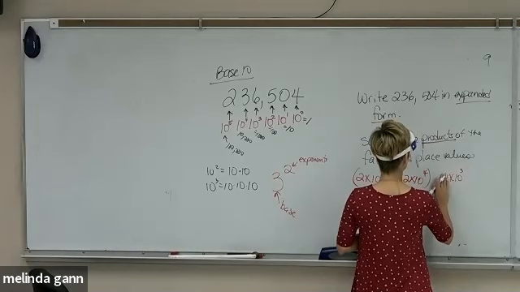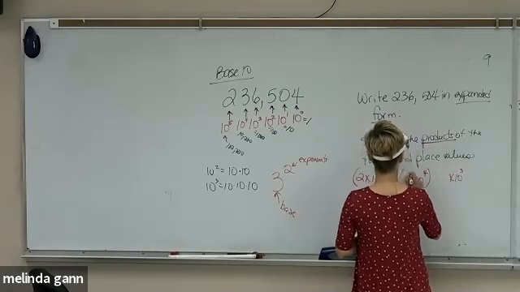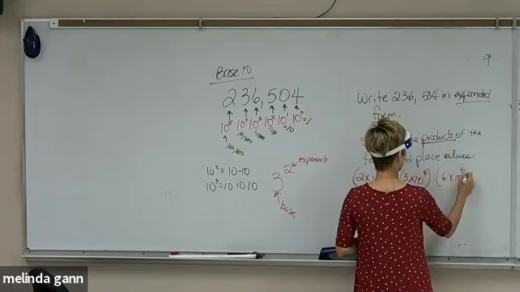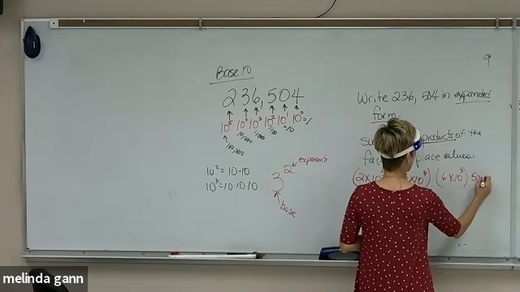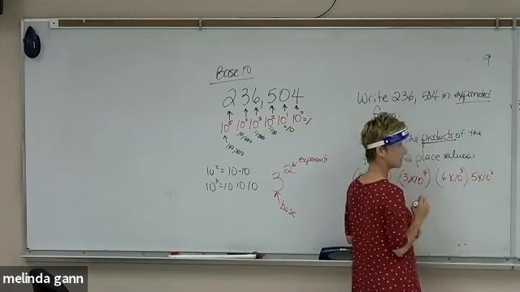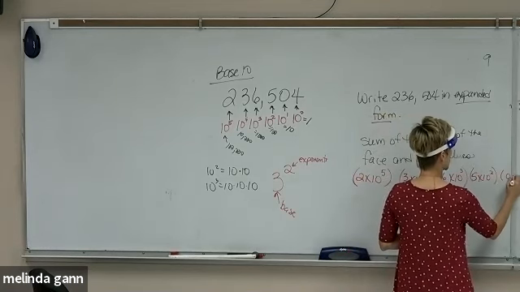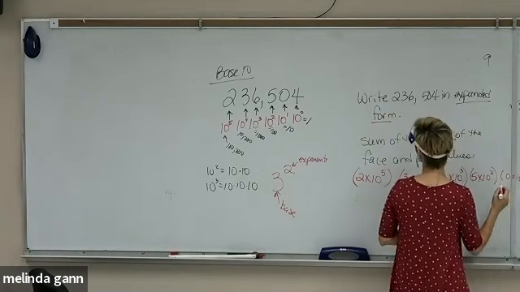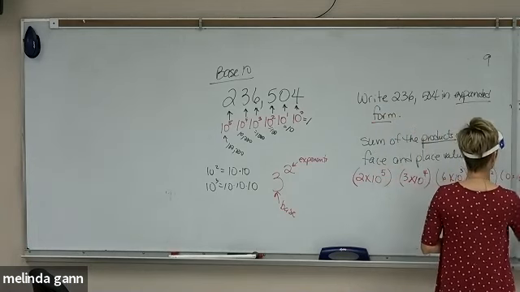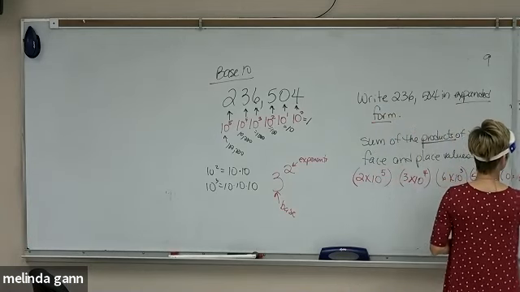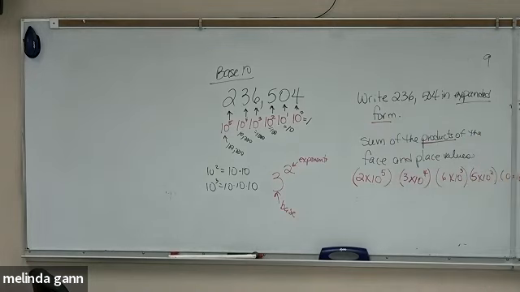A 6. Let me do that right. It's a 3 and a 6. Everybody with me? I've got a 5 times a 10 to the what? 2nd. I've got a 0 times a 10 to the what? 1st. And I've got a 4 times a 10 to the 0.